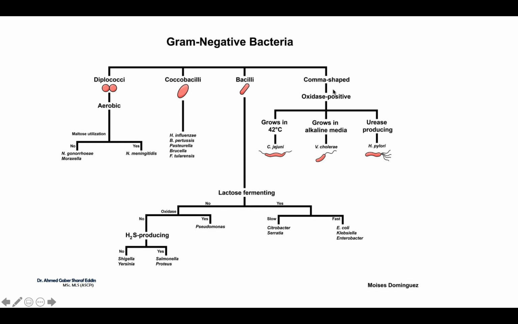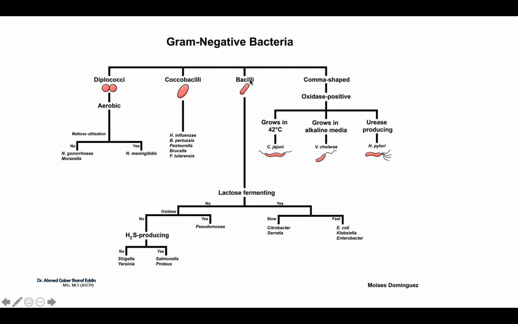So if it's comma-shaped, it's not a rod. Remember we talked about cluster shape and shape, so this is just by the shape. Comma-shaped, gram-negative, they are oxidase positive. If it only grows at 42, this is Campylobacter jejuni. If it is a urease producer, we can for example do a breath test or whatever, this is H. pylori. If it only grows in alkaline media, this is Vibrio cholerae.